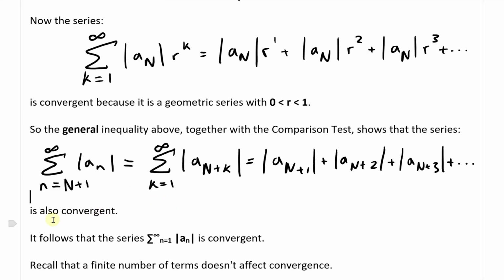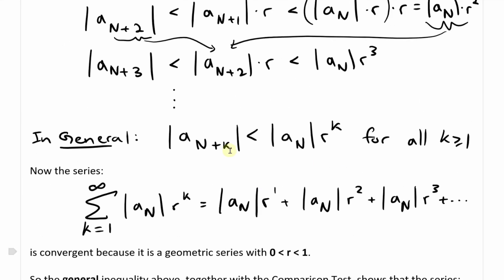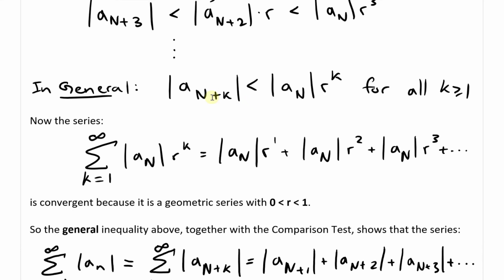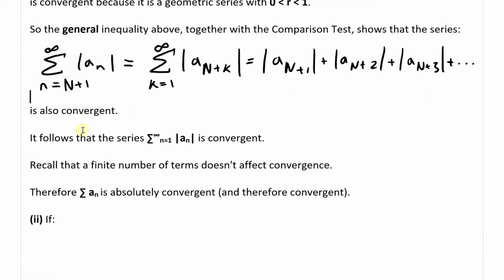So this is also convergent because of the comparison test, because these terms are less than a convergent series' terms, the a_(N+k) for k greater than or equal to 1. So it's also convergent. It follows that the series from n equals 1 to infinity of the absolute value of a_n is convergent. And recall that a finite number of terms doesn't affect convergence.